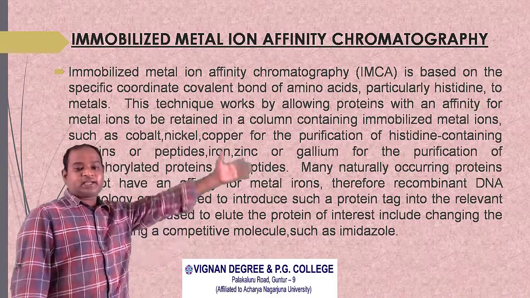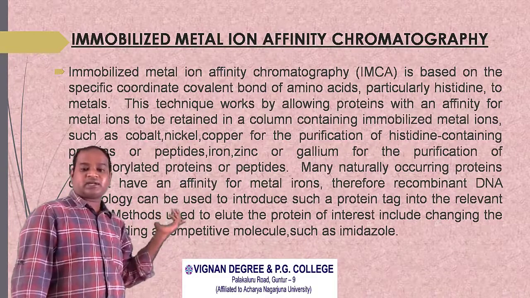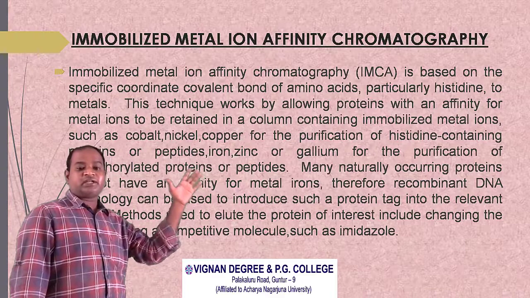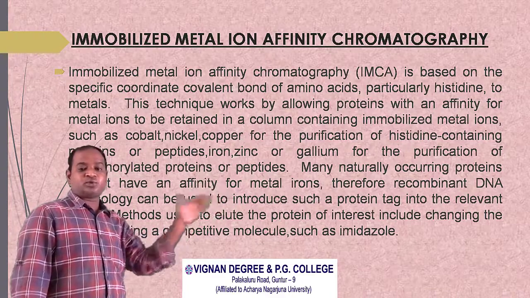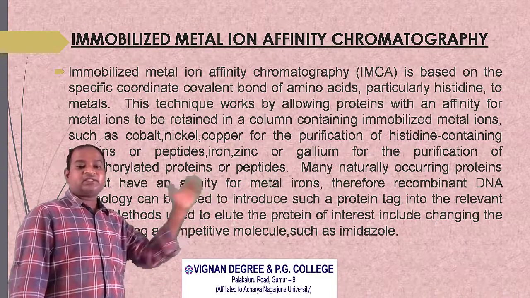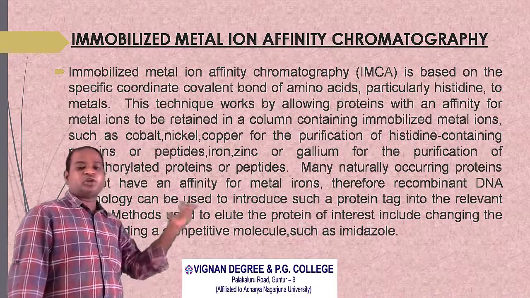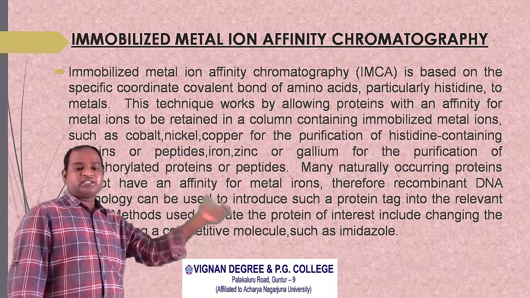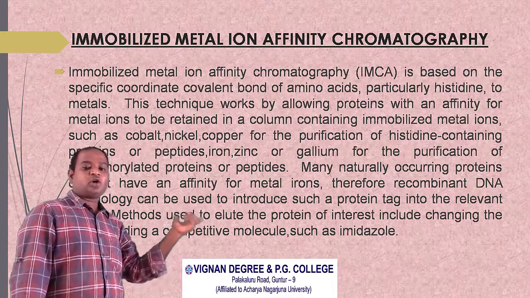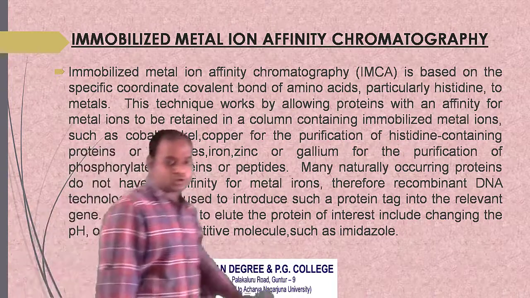Many naturally occurring proteins do not have affinity for metal ions. Therefore, recombinant DNA technology can be used to introduce such a protein tag into the relevant gene. Methods used to elute the protein of interest include changing the pH or adding competitive molecules such as imidazole.